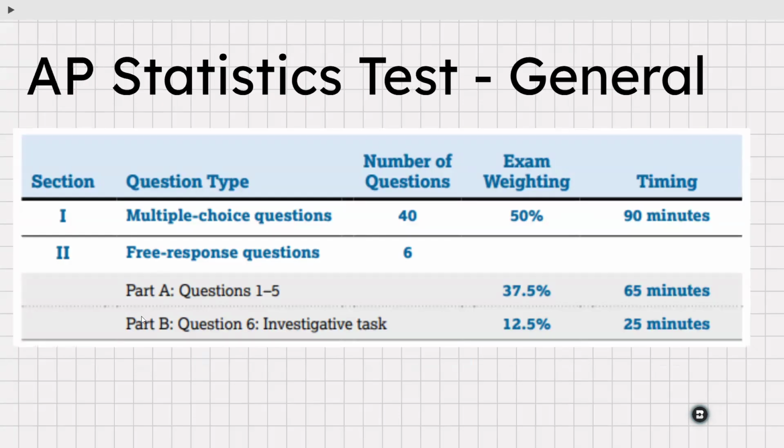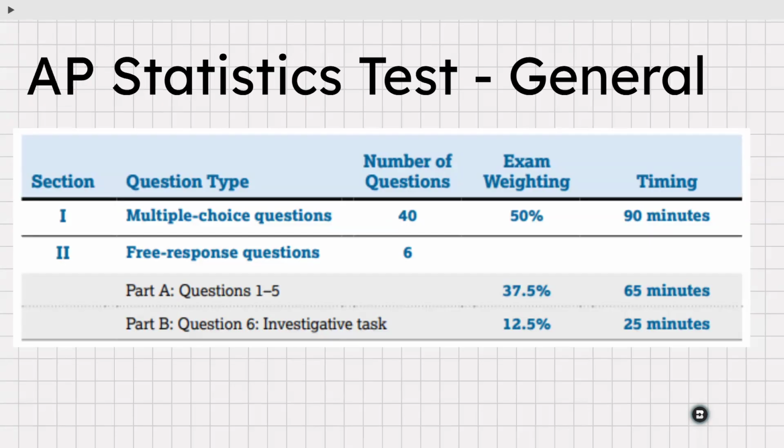The thing you need to understand, and we'll spend a day talking about this, is question 6, the investigative task. They encourage you to spend about a third of the test on that. The main reason is it's a lot of reading, and I'll talk a little more about that as we get to it. So you need to provide a little more time. The other reason you want to do that is that one question is worth twice as much as any other question.